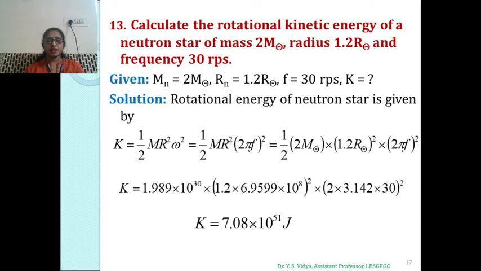Calculate the rotational kinetic energy of a neutron star of mass 2 times that of the Sun, radius 1.2 times that of the radius of the Sun, and frequency 30 rps. Here the mass of the neutron star is 2 times the mass of the Sun, the radius of the neutron star is 1.2 times the radius of the Sun, and f is equal to 30 rps.